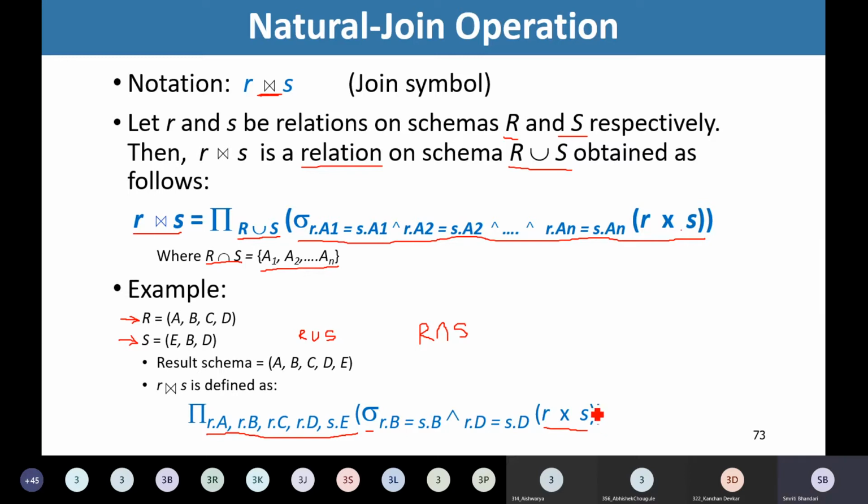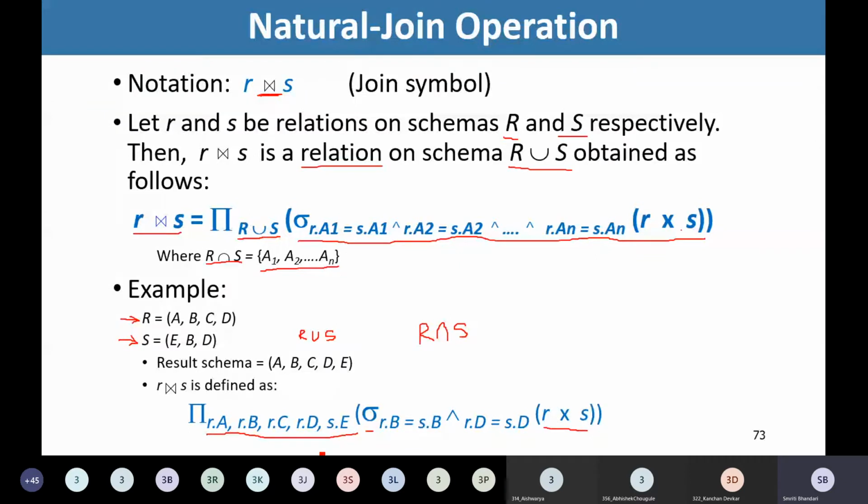So we are computing the cross product, and the result of the cross product will be imposed with a predicate such that the common attribute values are matched, right? So we are making use of the select statement to impose the condition. And whatever attributes are in the result, we want to pick only the attributes from R union S, so we do not want to duplicate any column. Please remember, we do not want to duplicate any column.